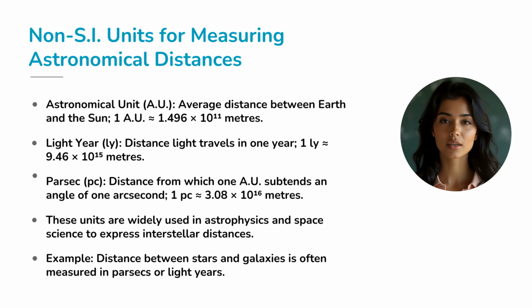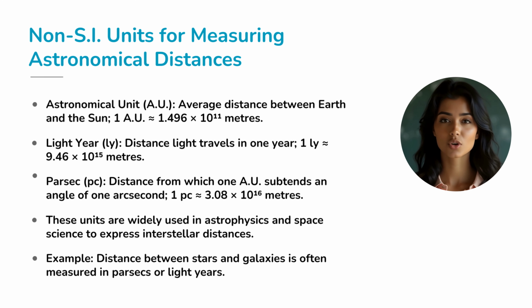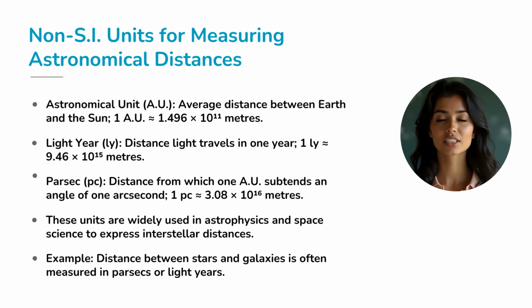Then there's the light year, which is the distance light travels in 1 year. That's roughly 9.46 times 10 to the power 15 meters. And for even larger scales, we use the parsec, which is about 3.08 times 10 to the power 16 meters. The parsec is defined based on the angle subtended by one astronomical unit from a distant point in space, a clever application of geometry in astronomy. These giant units help us express cosmic distances in manageable numbers, essential in astrophysics, astronomy, and space chemistry.